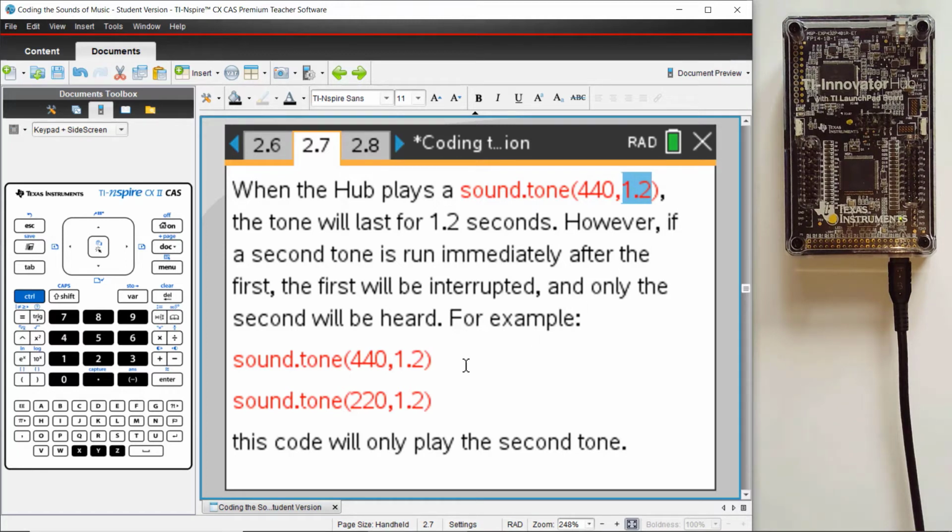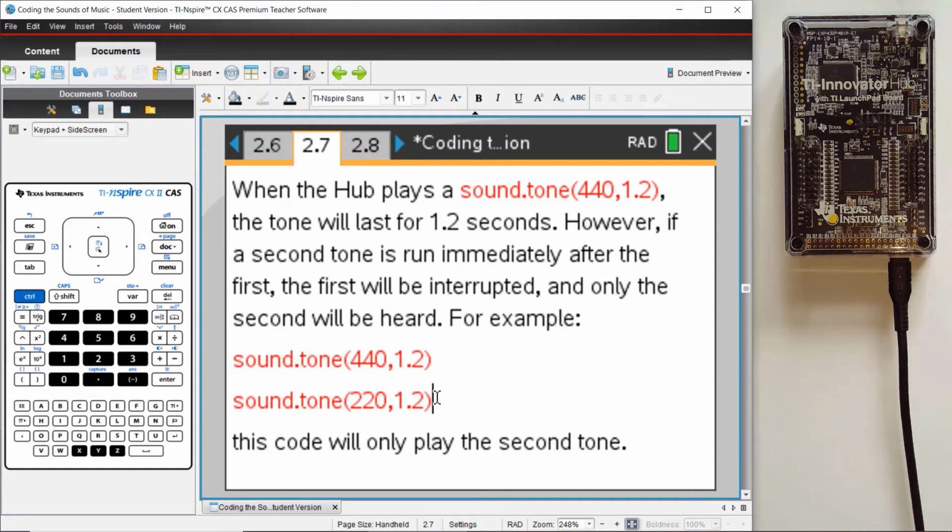There is a problem, though, when you start to write music and we start playing multiple tones or notes. And that is if you issue a command that lasts for 1.2 seconds, Python sends that command to the hub and it begins to play it. But then immediately it sends another command. Change the tone to 220 and play it for 1.2 seconds. Well, the hub's like, well, wait a second, I didn't finish my 1.2 seconds at 440. Give me a moment. Well, that moment needs to be added using a sleep command.